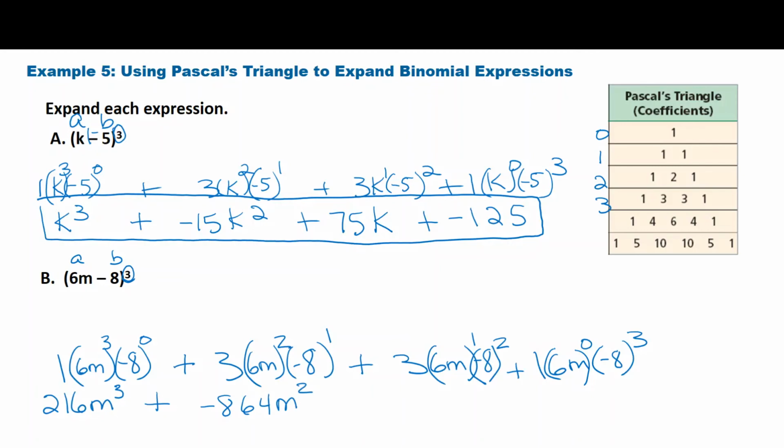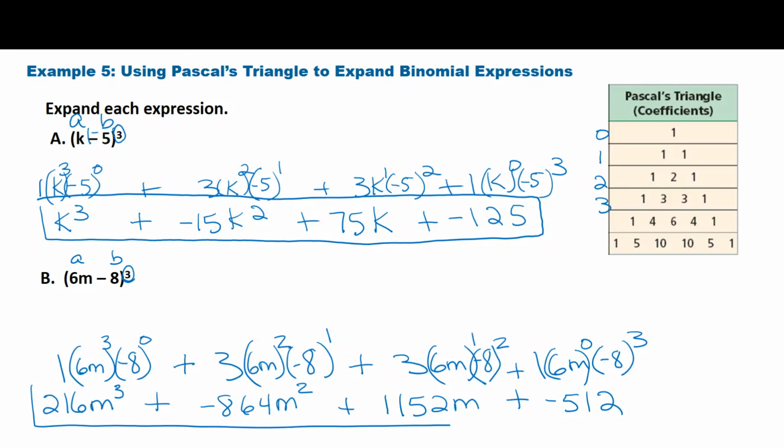All right, the next one's going to get even larger here. We have to say negative 8 squared is positive 64 times 6 times 3 is actually 1,152, and we just have one m there. And then our final is going to be 6m to the 0 power is 1 times 1, and then negative 8 times negative 8 times negative 8 ends up being negative 512. And so there is your final answer.